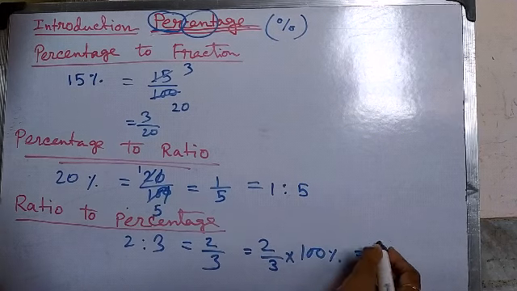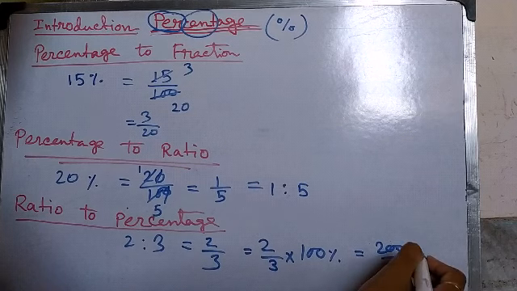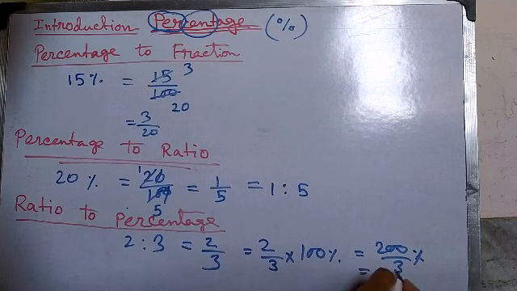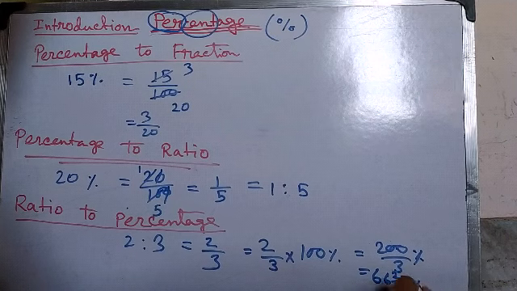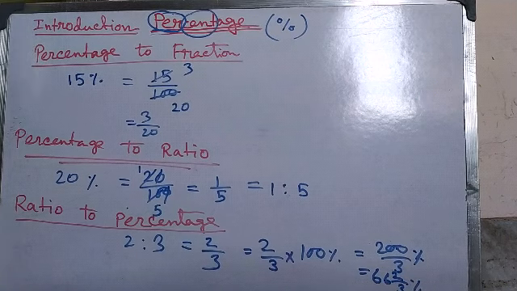Then we will calculate it. 200 by 3%. The percentage sign must be given there. Then 3 6s are 18. Again 3 6s are 18. 2 by 3. 66 whole of 2 by 3%.